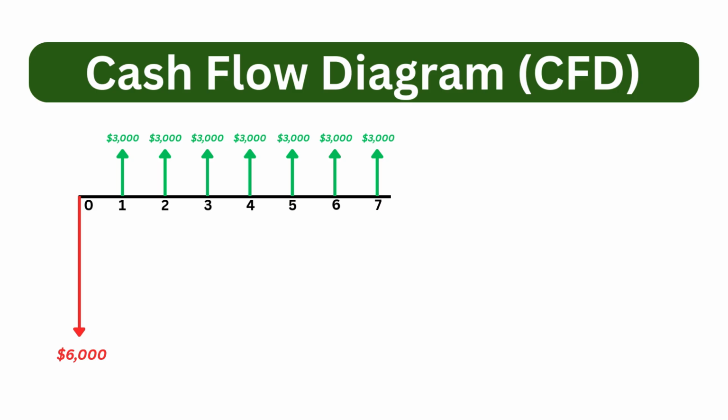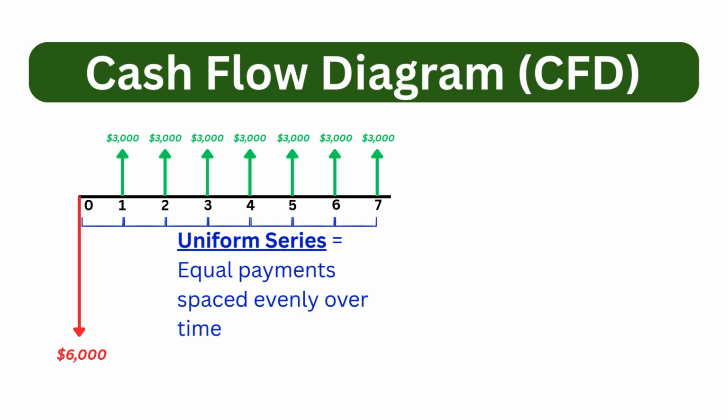The diagram also helps reveal patterns. For example, equal payments spaced evenly over time form what is known as a uniform series. When you see 3 identical $3,000 inflows occurring 1 year apart, the pattern immediately signals which time value formulas apply.